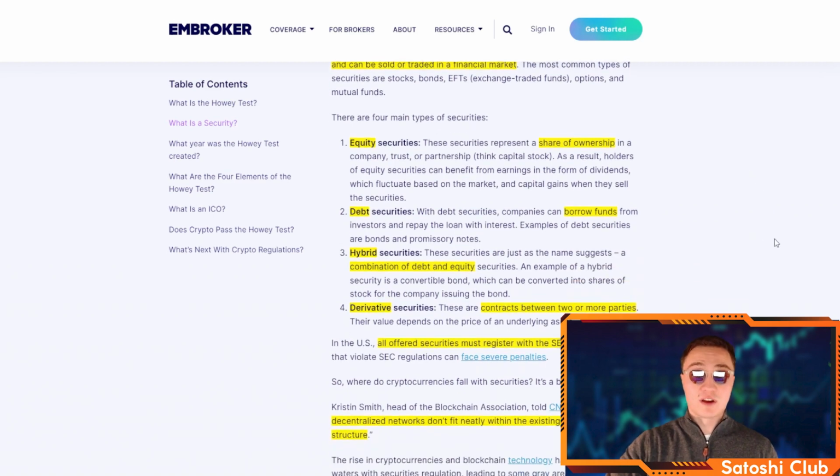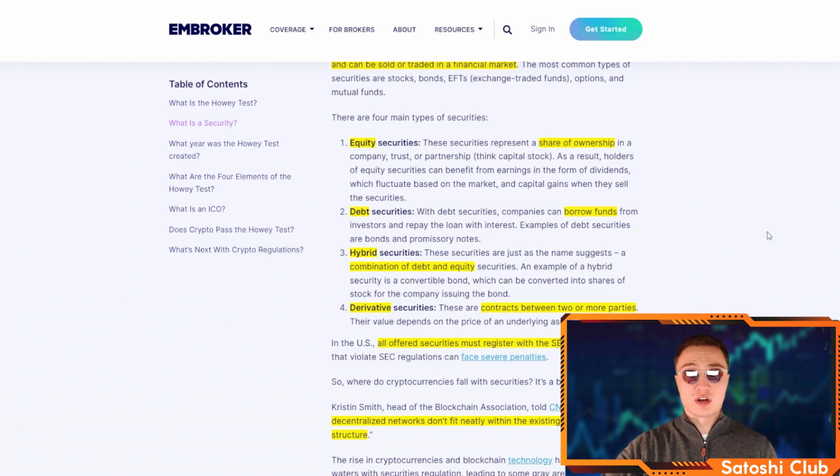Equity securities, first and foremost, represent a share of ownership in a company, trust, or partnership, right? Think capital stock, think stock market. That is equity, right? Equity rises if the company increases in value, equity falls if the company decreases in value, and you can basically profit by having equity or stock of a company out there. Now, there's also debt securities, right, where companies can borrow funds from investors and repay the loan with interest, right? And some examples of debt securities are bonds and promissory notes.